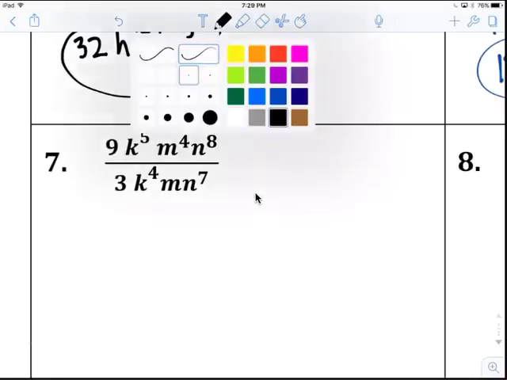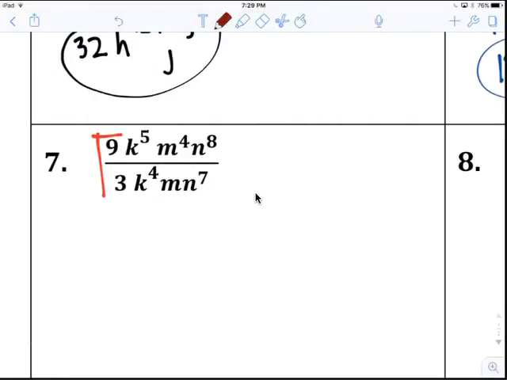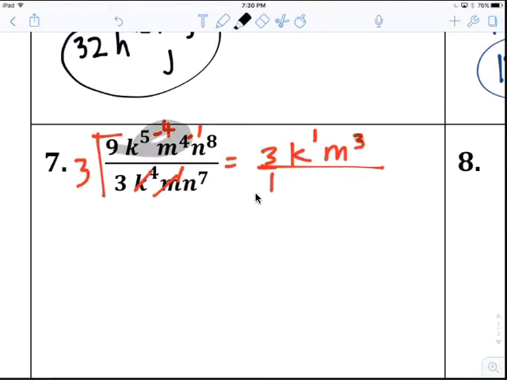So here we reduce 9 and 3 by 3 becomes 3 over 1. I believe we did this in class. I'm not sure. But anyways, if just doing it, you take that out minus the 1, so you got k to the minus the 4, k to the first. And then take out this m, which is m to the 1, so minus 1, you get m to the 3rd. All your answer is in the numerator, you see, so you keep it in the numerator. This here, minus 7, so n to the 1st.